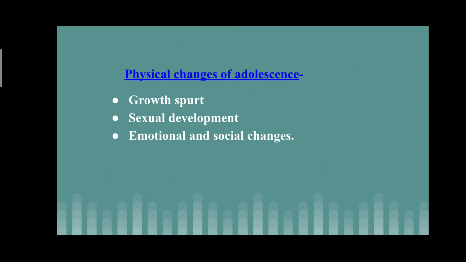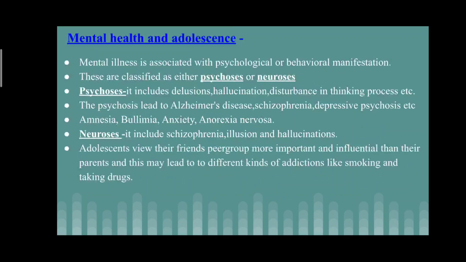Then next, emotional and social changes. This includes own identity establishment, fantasy, daydreaming, attention seeking behavior, emotional instability, full of energy, sexual attraction, rapid mood changes, conflicts with family, behavioral code. So a number of changes occur during this stage. Then mental health and adolescence.